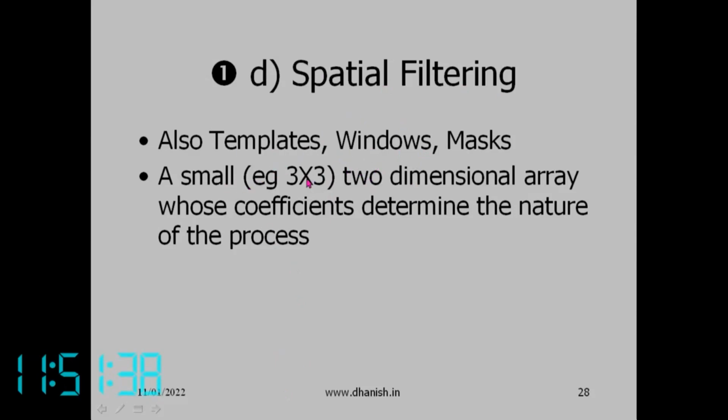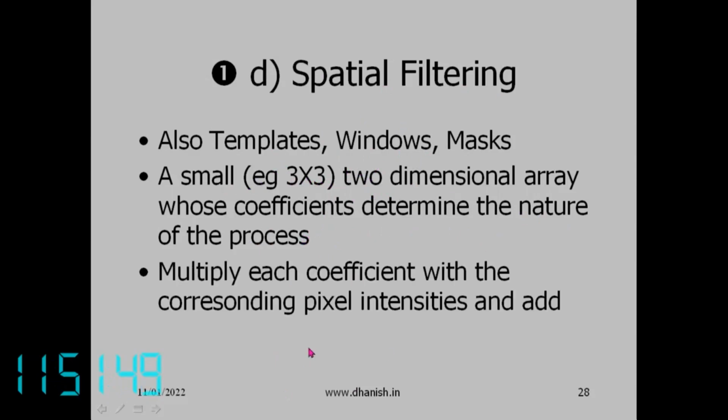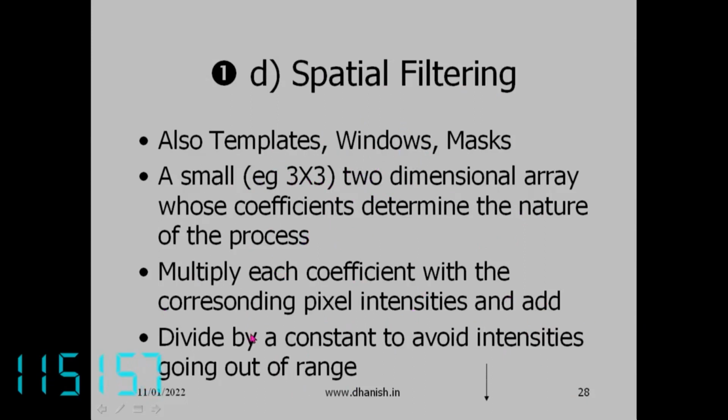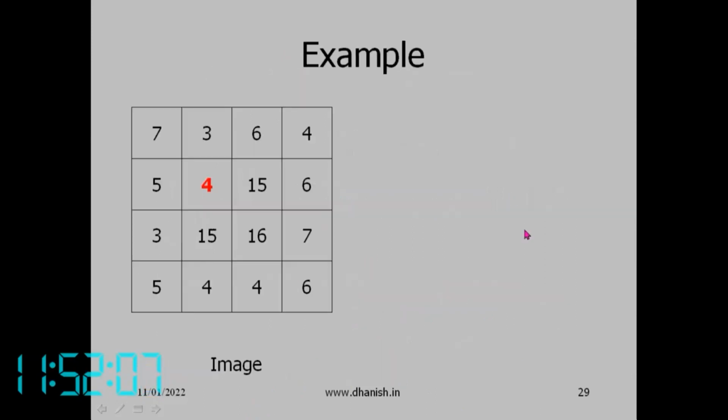So this window or mask is a small 3 by 3, for example, it can be 4 by 4 or 5 by 5, two-dimensional array whose coefficients determine the nature of the process. You multiply each coefficient with the corresponding pixel intensity, do some sort of averaging, and divide by a constant to avoid intensities going out of range. This whole together is the filtering operation.